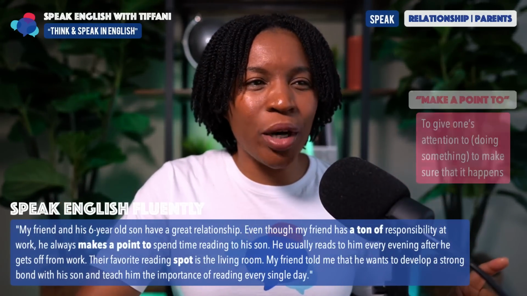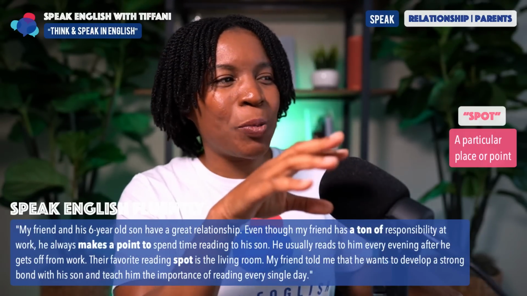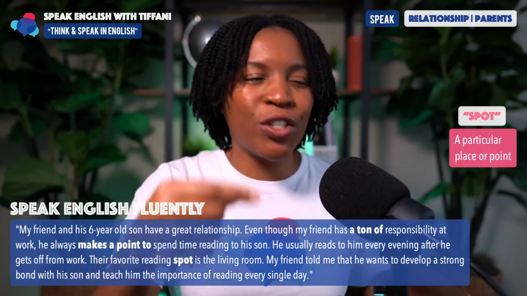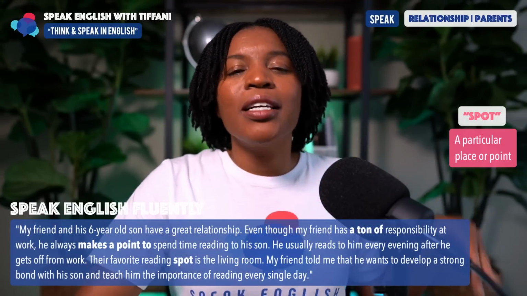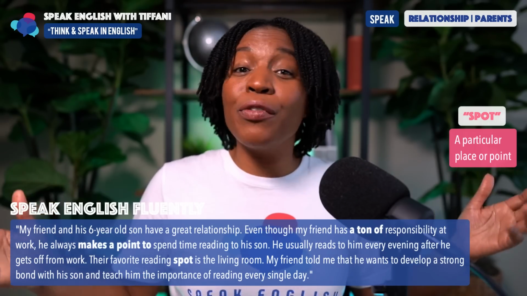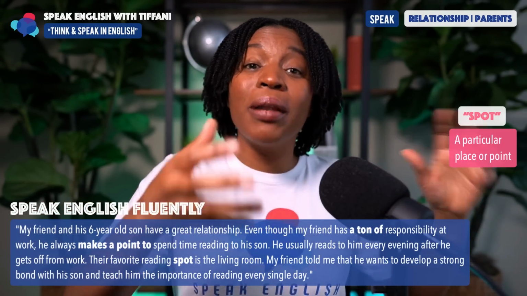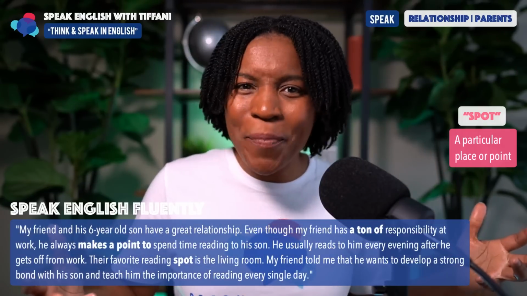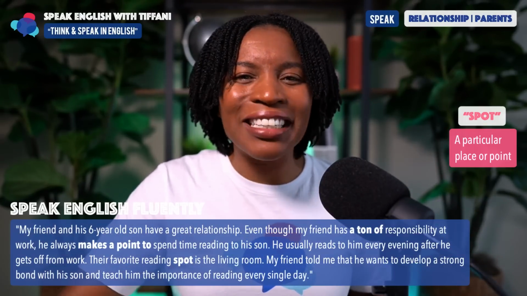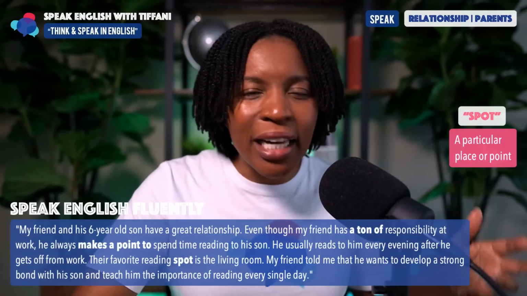Now, the last one I want to explain is right here. Spot. In the answer, the response, I said their favorite reading spot is the living room. Spot just means a particular place or point. So my favorite food spot, my favorite reading spot. Again, just a place or point. Real simple, right? So again, spot. Excellent, very good.